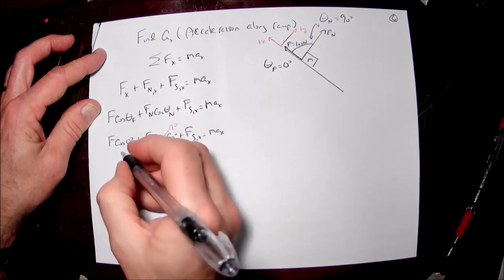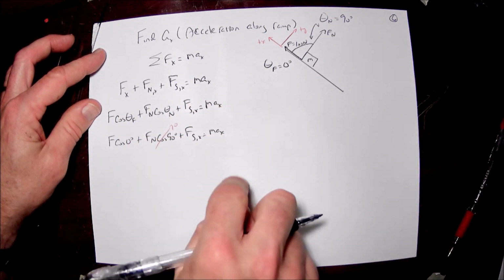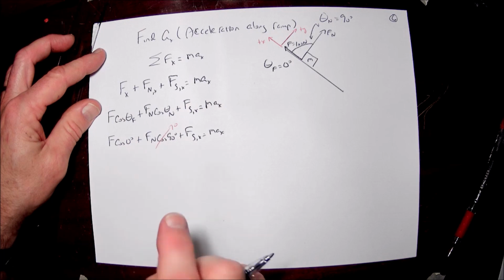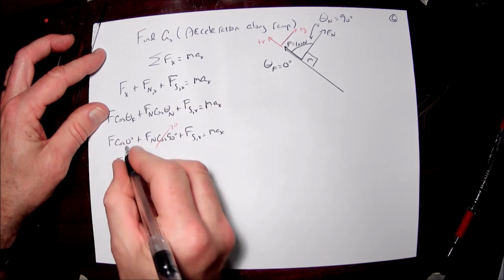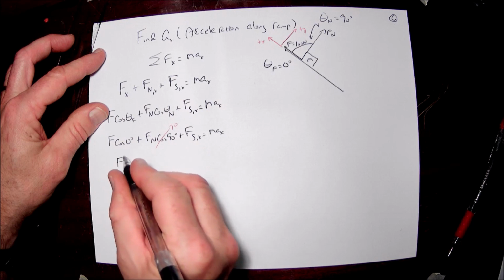And cosine 0 degrees. Get your calculator, make sure it's in, though it doesn't matter if it's radians or degrees on that one. This guy here is going to be just 1. Cosine 0 is 1, so I just got F.